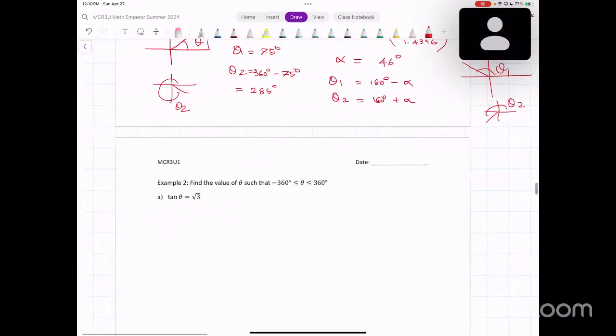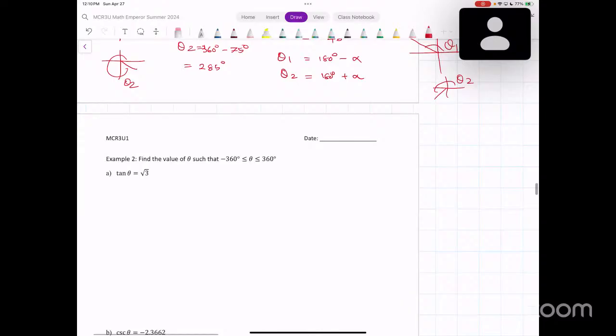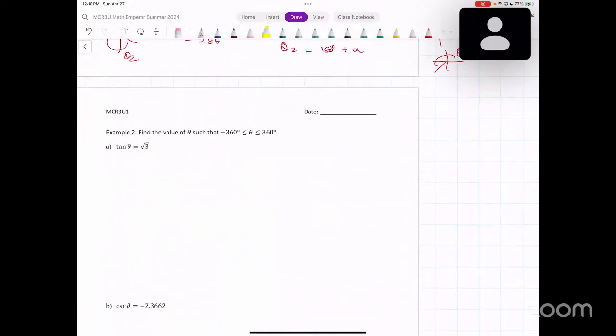So there's one more question. I have to complete it so that you can do the practice. Tan theta is root 3. But this time, you have to be really careful. This has changed. Negative 360 to 360.